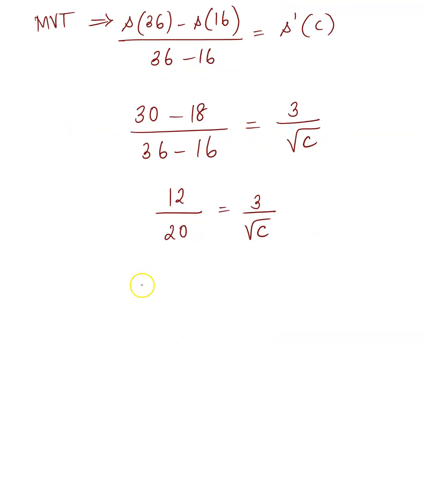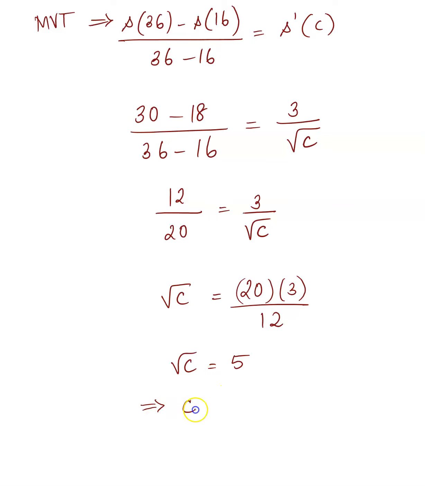Cross multiply and simplify it. So you get root c is 20 times 3 over 12. And if you simplify that further, you get root c equals 5. So square both sides. So you get c equals 5 squared, which is 25. And so that is your value here.